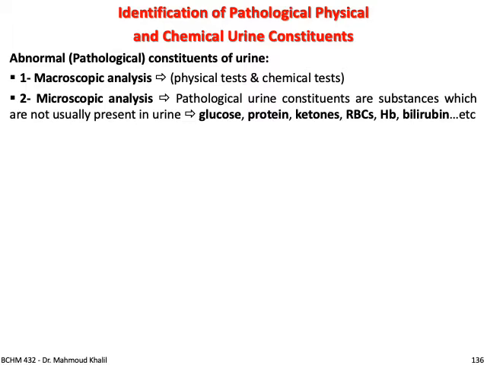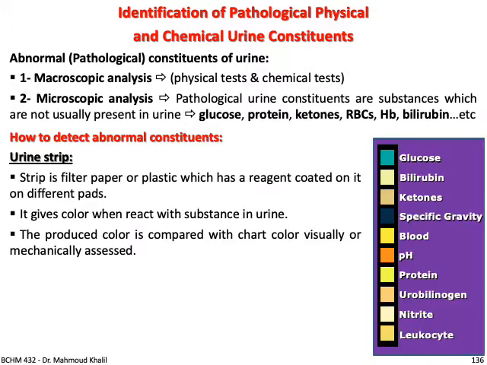Identification of pathological, physical, and chemical urine constituents. Abnormal pathological constituents of urine are detected either by macroscopic or microscopic examination. The macroscopic includes physical and chemical tests, while in the microscopic you investigate the pathological urine constituents, substances that normally don't exist in urine, like glucose, proteins, ketones.